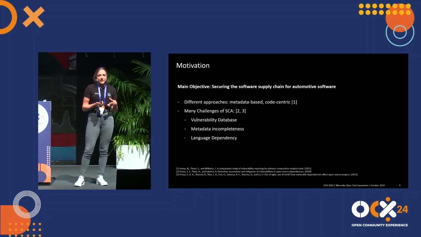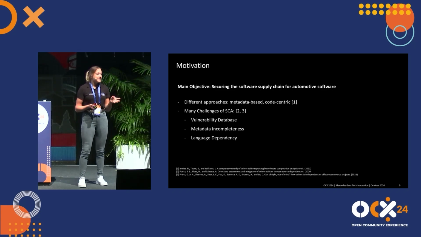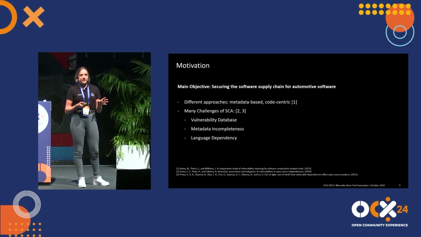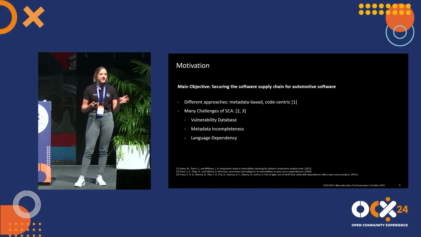And also there are two different approaches to automated software composition analysis. One is the metadata-based approach, and the other one is the code-centric approach. Since software composition analysis does not have a long history, there are problems it has to deal with. First of all, the vulnerability database, then the metadata approach. Metadata is often incomplete, and of course, both approaches are language dependent.